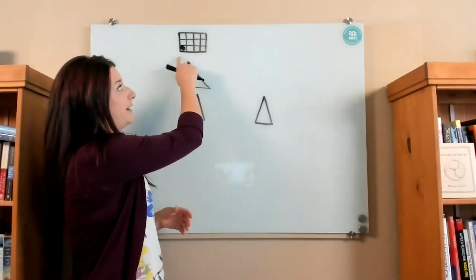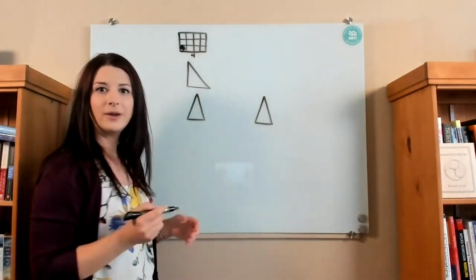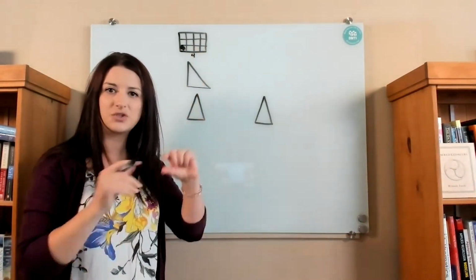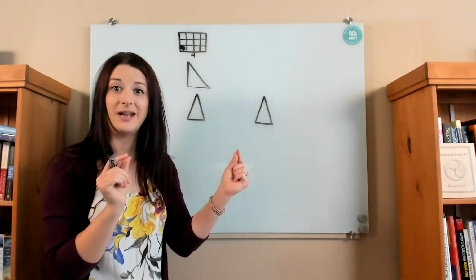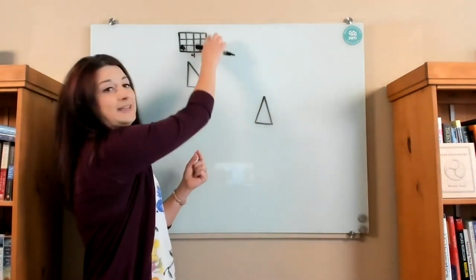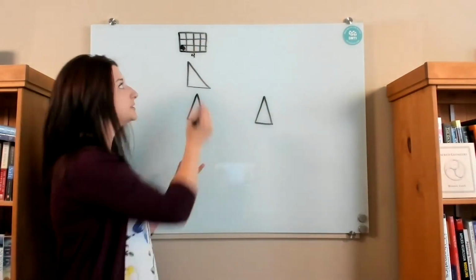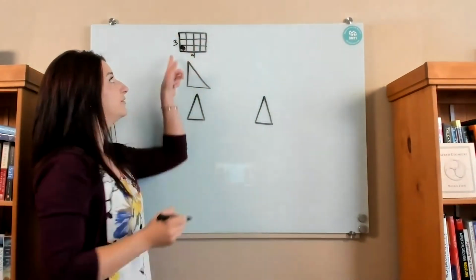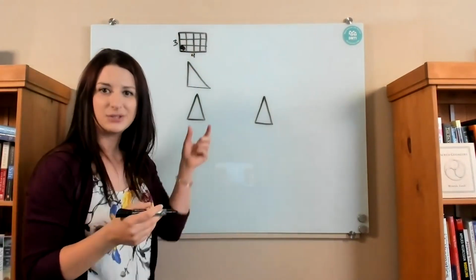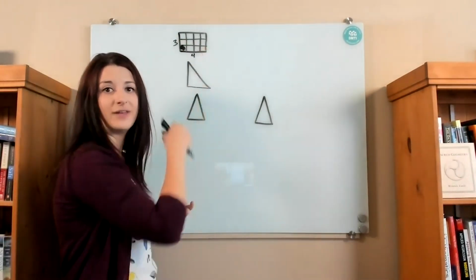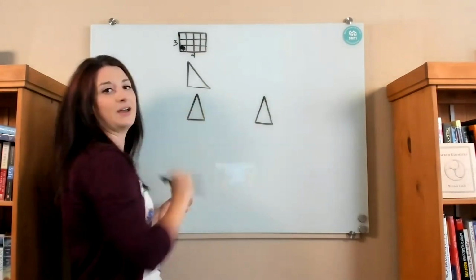So here, we might say this is 4. And what that 4 is telling me is that 4 square units fit along that side of the rectangle. And then I could take that and iterate it 3 times. I could also say, well, this has a measurement of 3, which is really saying 3 square units will fit along that side of the rectangle, and then I could iterate that 4 times.